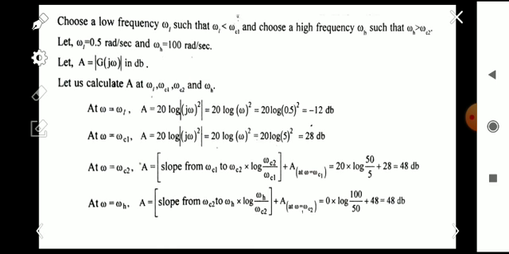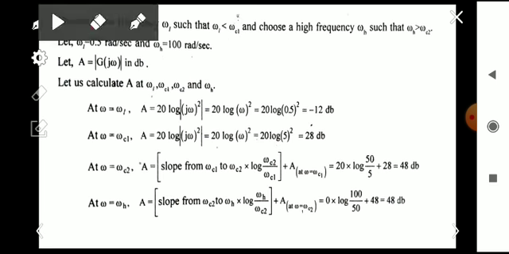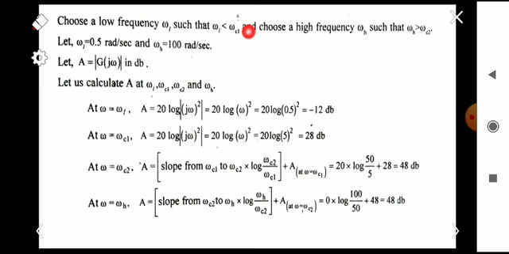Next step is to find a lower and higher frequency, omega L and omega H. Omega L is chosen less than the value of omega c1. Omega c1 is 5, we know, so omega L is chosen as 0.5 radian per second. That is, we have to choose a much lower value than omega c1. That's all. There is no particular rule for selecting omega L and omega H.